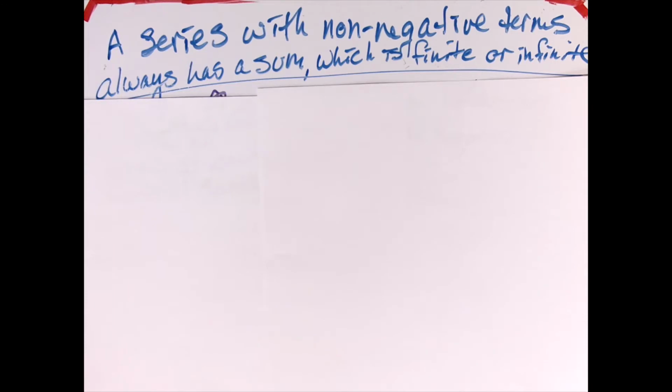So the first thing that we're going to deal with for series of non-negative terms is a claim that a series with non-negative terms always has a sum. That is, it can't not have a sum, and that sum is either going to be finite or infinite. So let's deal with that.